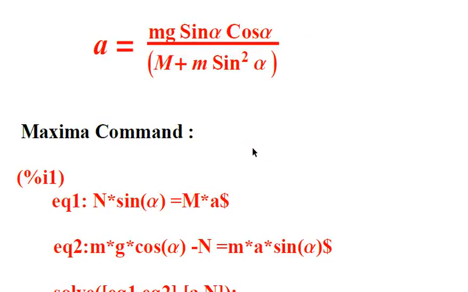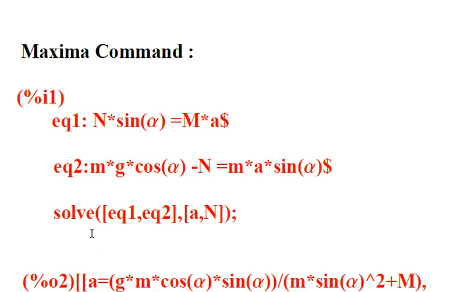Now if we solve these two equations in Maxima, we write the equations in Maxima command here. Equation 1 colon N sin alpha is equal to m into a dollar. Equation 2 colon mg cos alpha minus N is equal to ma sin alpha, dollar sign here. And the solve command is used for Maxima.